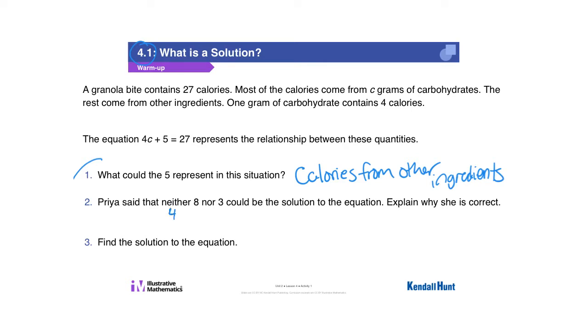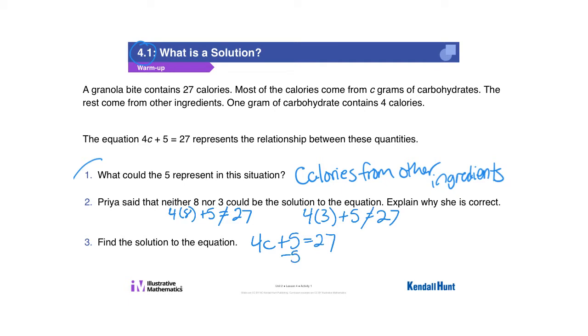So if I plug in 8 for C, so 4 times 8 plus 5, does that equal 27? No, it does not. Same thing, I could try 4 times 3 plus 5. Does that equal 27? No, it does not. So find the solution to the equation. So 4c plus 5 equals 27.